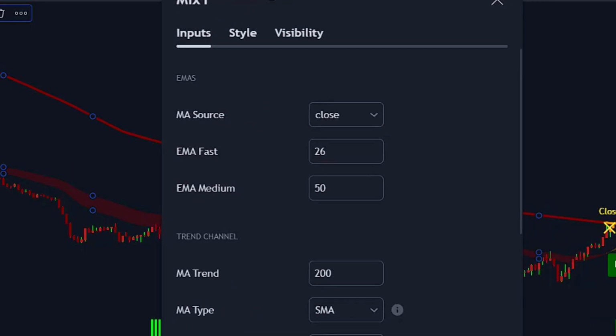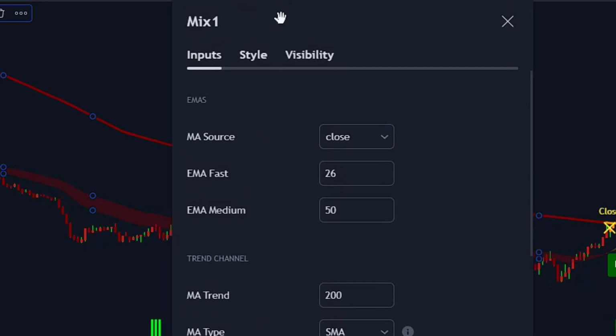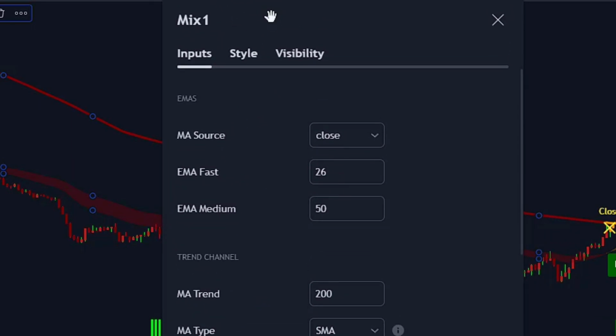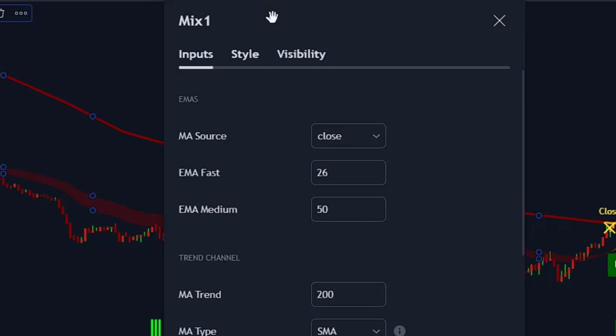To unlock the full potential of this bad boy, we need to tweak some settings. Don't worry, it's super easy. Follow along as we guide you through the indicator settings to optimize your trades.